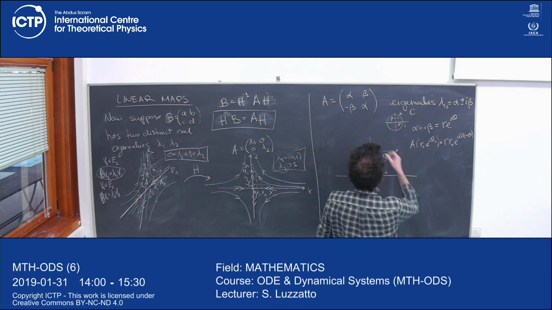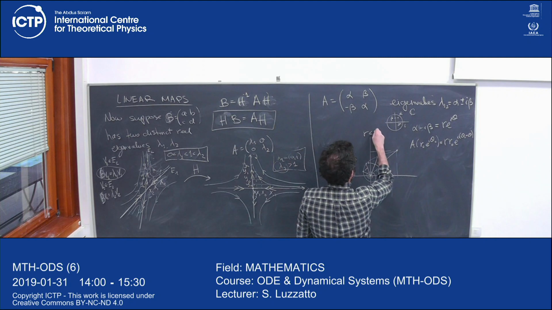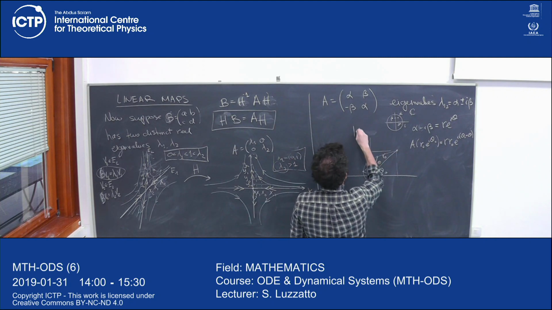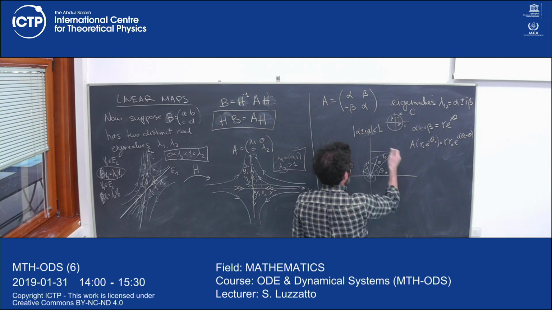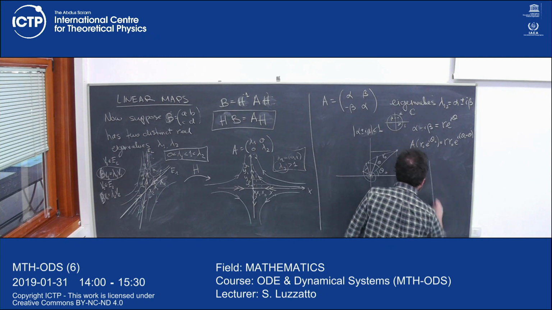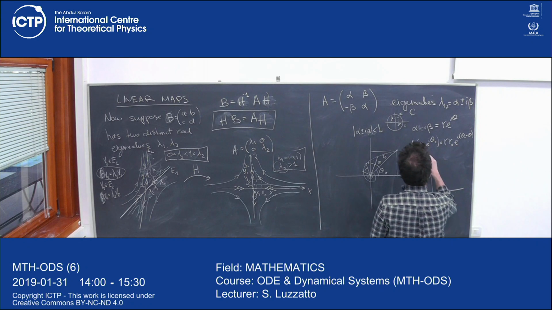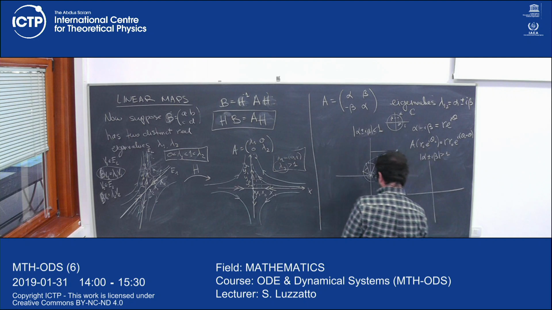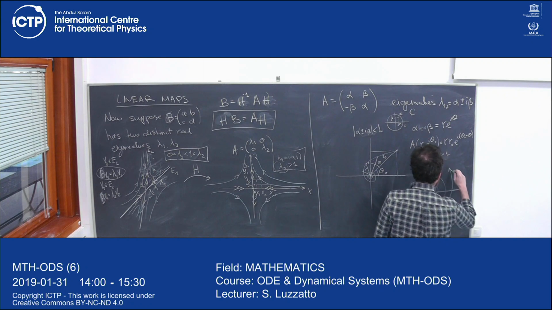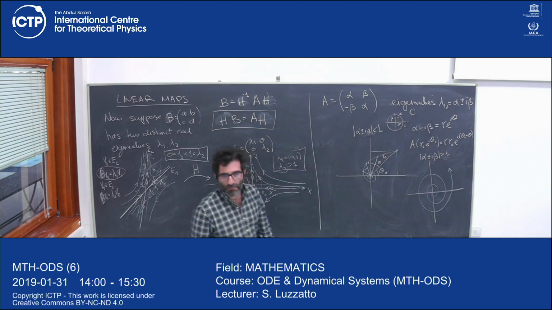So if they're inside the unit circle, in the case where r is less than 1, so if the modulus of alpha plus or minus i beta is less than 1, then we have this case here. And if the modulus of alpha plus or minus i beta is greater than 1, then we have something like this. Points are moving outwards.